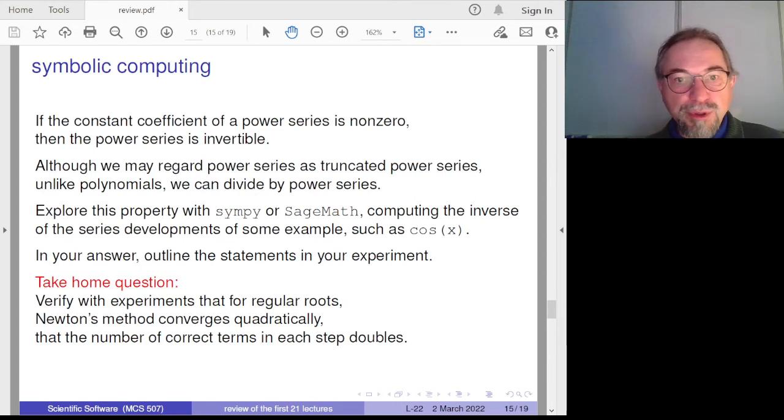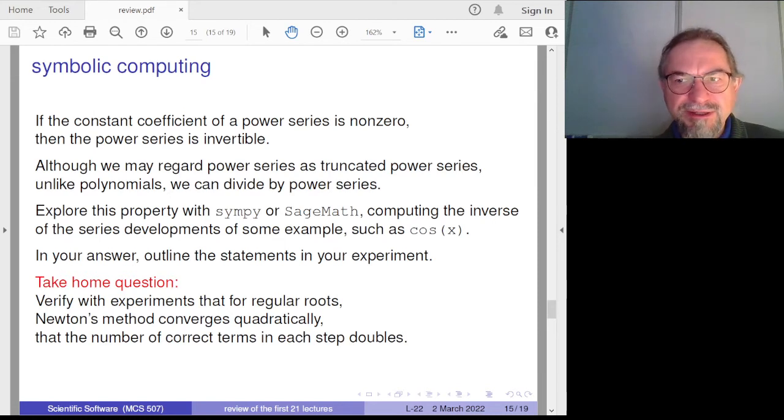Now, there is an important property: power series, if the leading term is non-zero, then the power series is invertible. So demonstrate this with the cosine. Or another function, another power series. And do this with SymPy or Sage Math. Compute the inverse. Okay, so the take-home version is also here with power series. I think I probably truncated this a little bit.